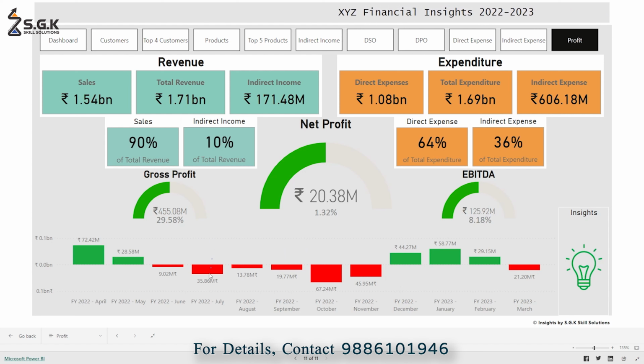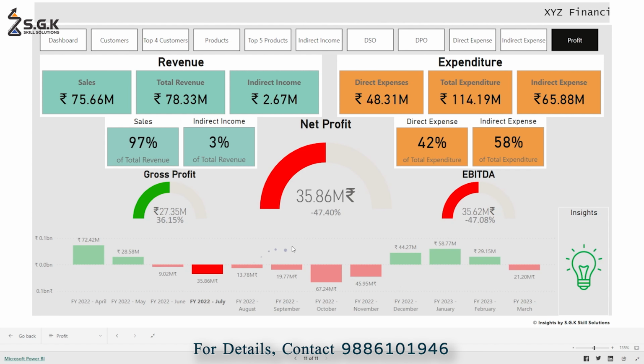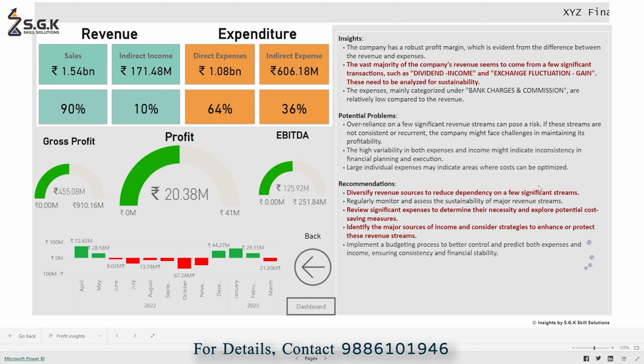So we are giving month-wise sale, month-wise profit visualizations, product visualizations. When we come to the month of July, gross profit is favorable, but net profit and EBITDA is not so favorable. We were interested to understand the pattern, and the client got an insight that the majority of the company's revenues came from a significant transaction which was non-operating in nature, which was dividend.